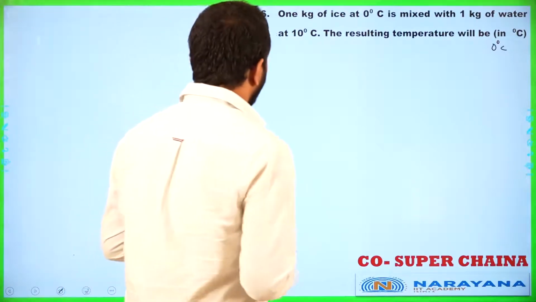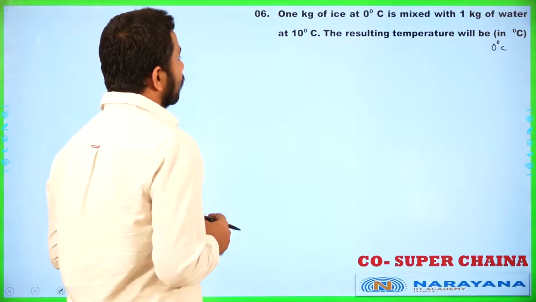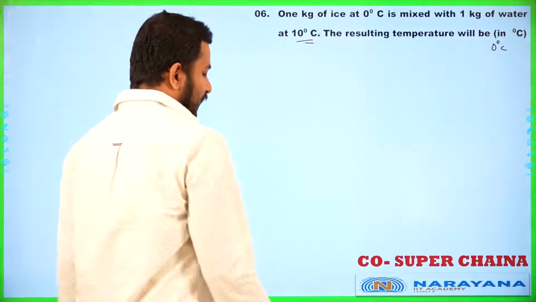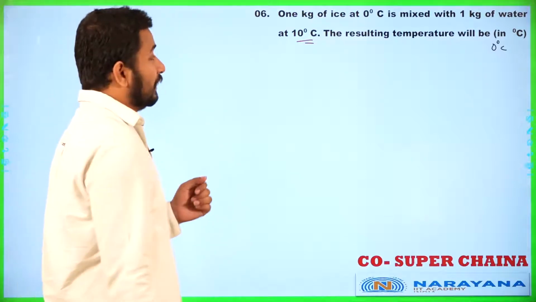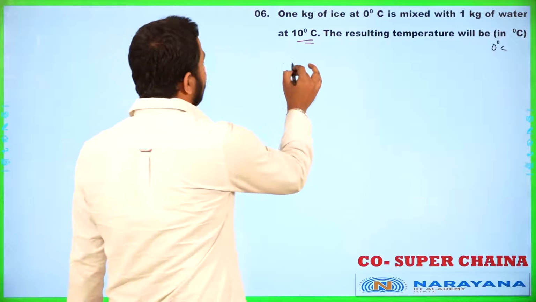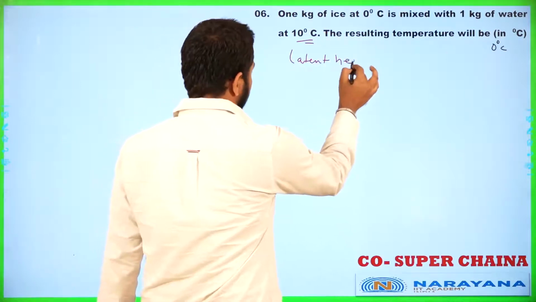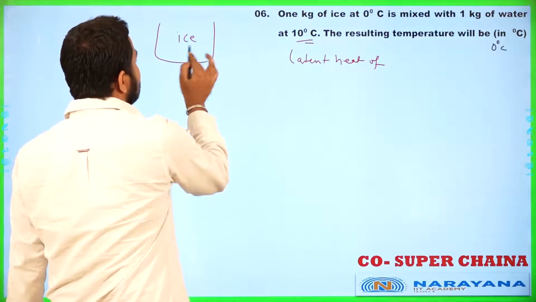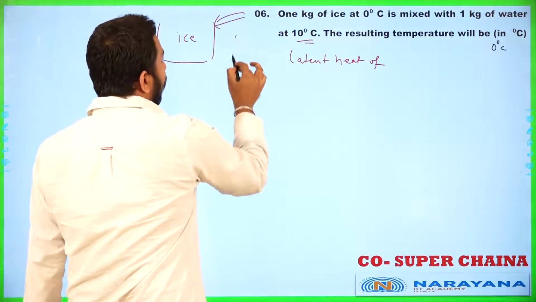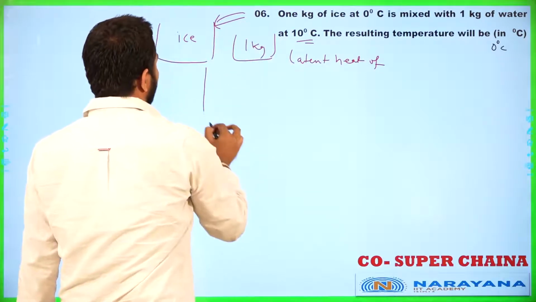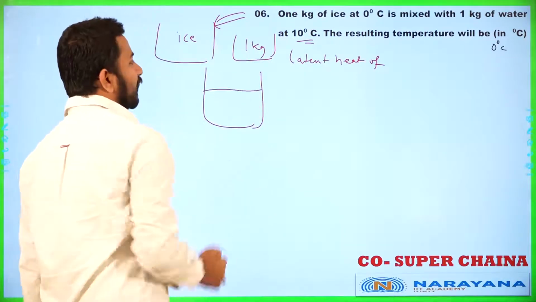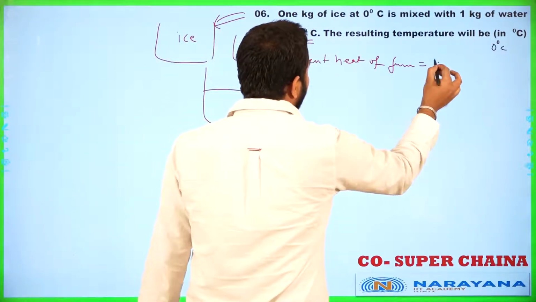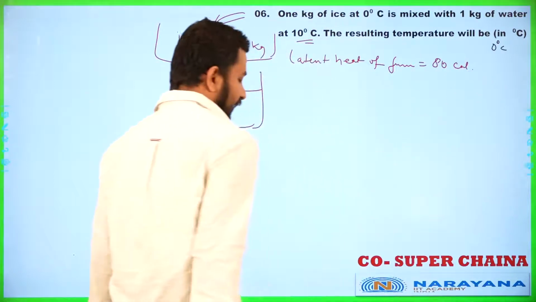Here 1 kg of ice is mixed with 1 kg of water at 10 degrees Celsius. You have to calculate here the resulting temperature. So what is given here? We have 1 kg of ice and it is mixed with 1 kg of water. So the resultant temperature you have to calculate. If I calculate here, the latent heat of fusion of ice will be 80 calorie, right.